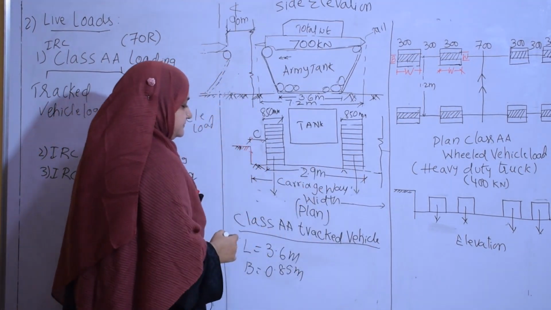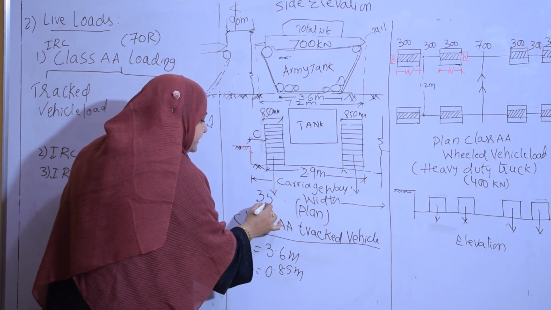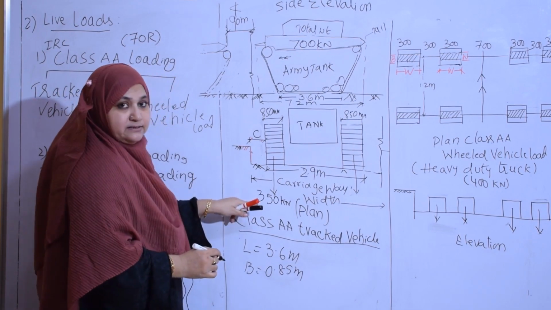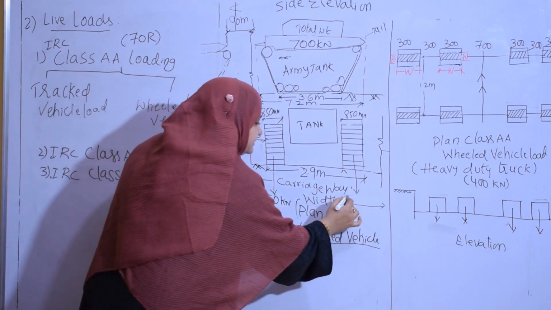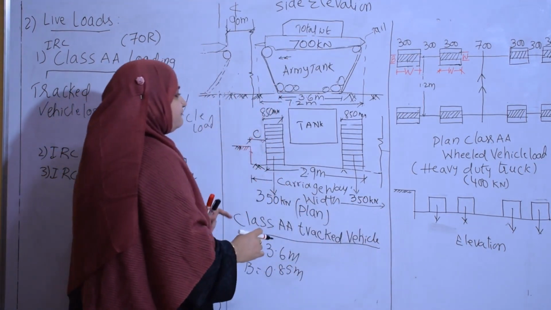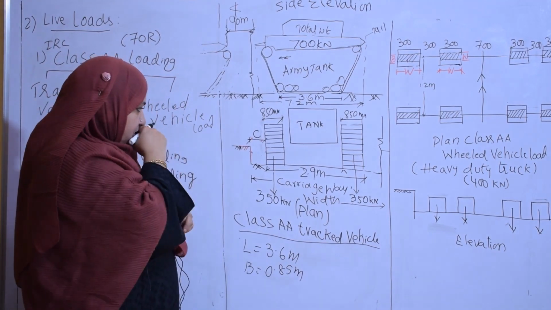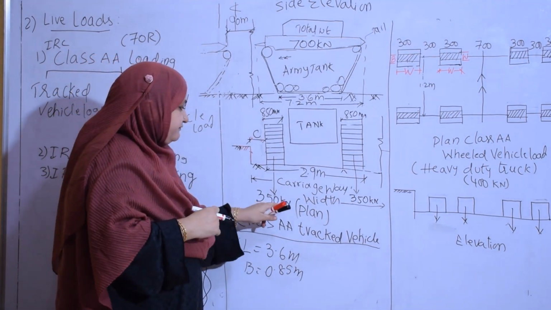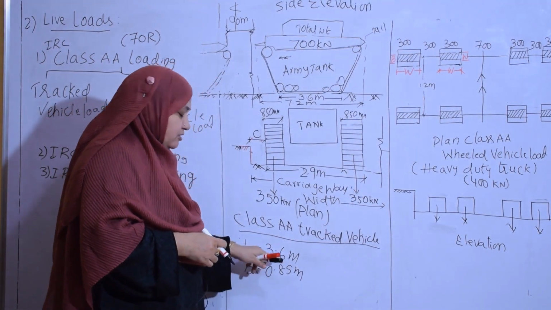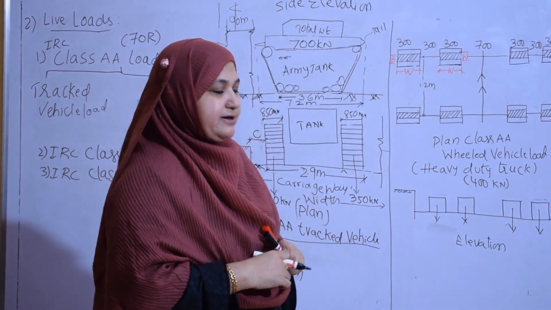There are 2 tracks, so 700 kilonewton will be distributed equally by the 2 tracks. One 350 kilonewton, the other 350 kilonewton. The length of track is 3.6 meters, the width of track is 0.85 meters. This 350 kilonewton is getting transferred to the ground through a contact area of 3.6 meters by 0.85 meter.